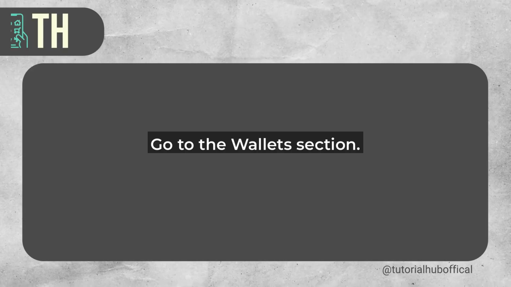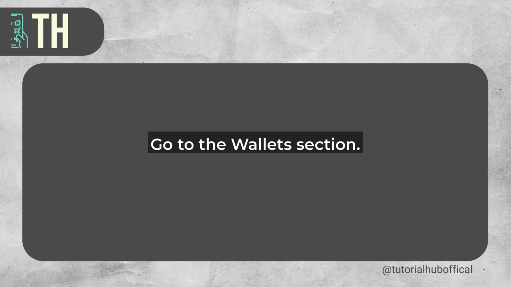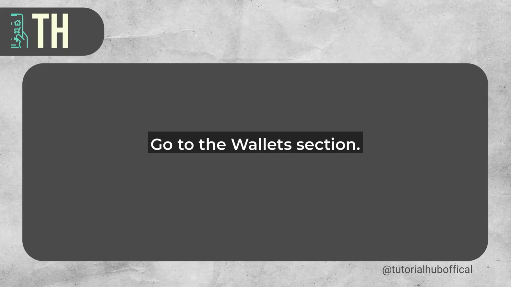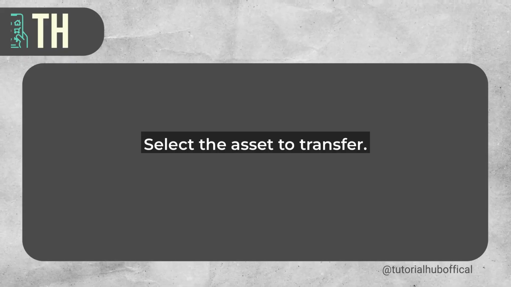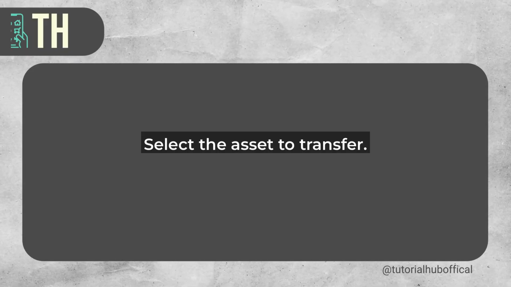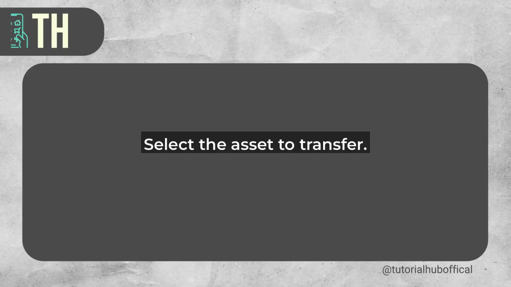Let's dive right in. First off, ensure you're logged into your Uphold account. If you haven't signed up yet, head over to the Uphold website and create one. It's free and easy. Once you're in, navigate to the Wallets section, where all your assets like Bitcoin, Ethereum, or even fiat currencies are listed.